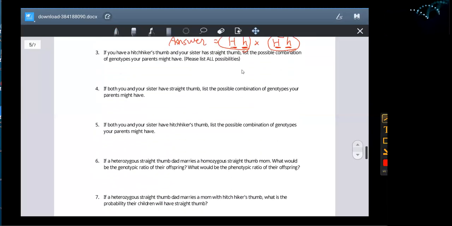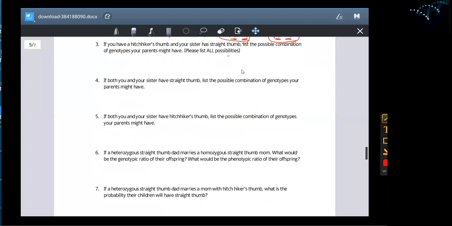If you have a hitchhiker's thumb and your sister has a straight thumb, now we're met with a different situation. I know I am hitchhiker, but my sister is straight. Now I don't know if her second allele is a little h or a big H. I don't know yet, so let me put a question mark, because I only know she has a straight thumb. So that can be either big H or little h. List all the possibilities of the genotypes your parents might have. Now, did it say the parents have a straight thumb? No. So there can be any kind of possibility.